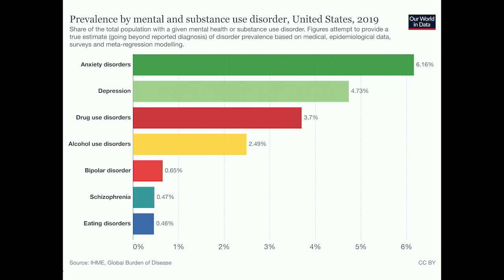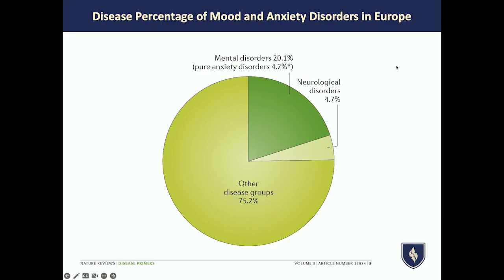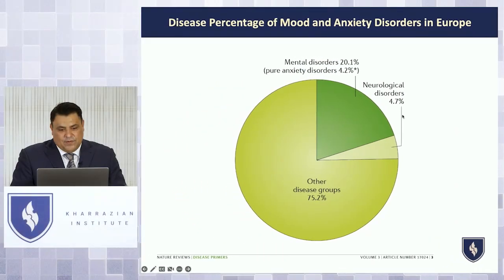Not that they have anxiety here and there, but they have anxiety for months, and it's actually impacting the quality of life and the ability to function. And then 4.7% of the population have depression. So you can see it's very, very significant. And when you look at the disease percentages of mood and anxiety disorders in Europe, you can see it's pretty similar. If you look at all neurological diseases, it's 4.7%. And you look at mental disorders, it's 20%. And then when you look at pure anxiety disorder, it's 4.2%.